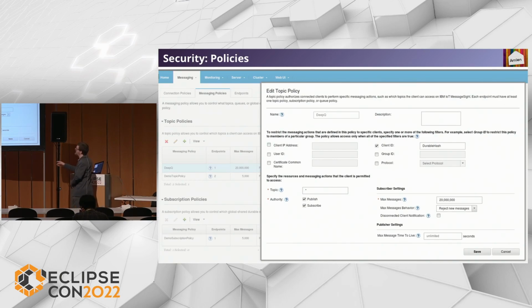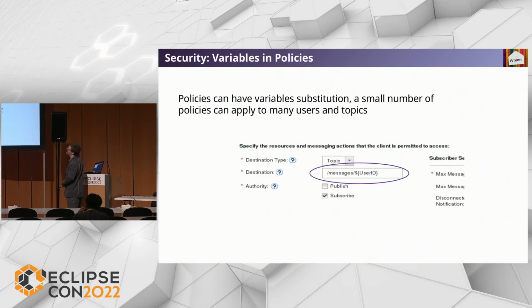You can put into these fields, like the topic, variables like user IDs. So if I say in a policy that a certain LDAP group is allowed to subscribe to a destination like /messages/user ID, then if my username is Bob, I can subscribe to /messages/Bob, and a different user might be allowed to subscribe to /messages/Fred, but you don't try and make policies per user. You have 1 or 2 policies, and that can apply to 1,000 users or 10,000 users or 1 million users.